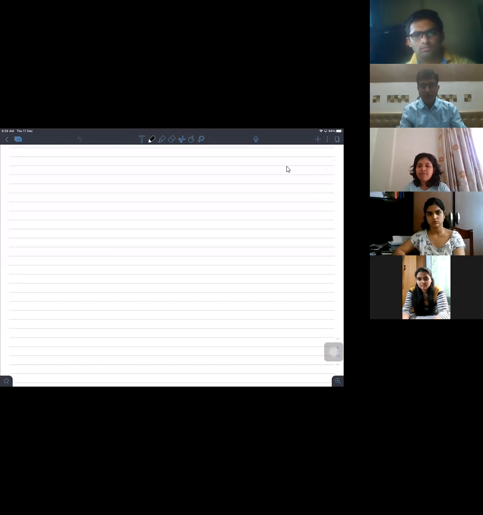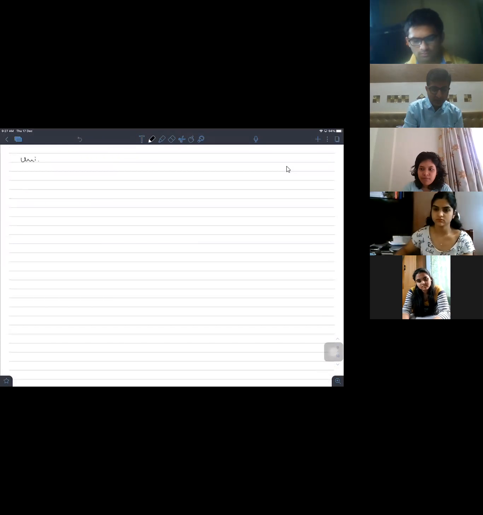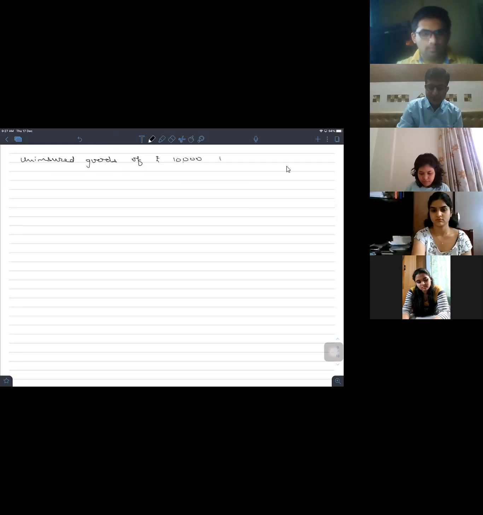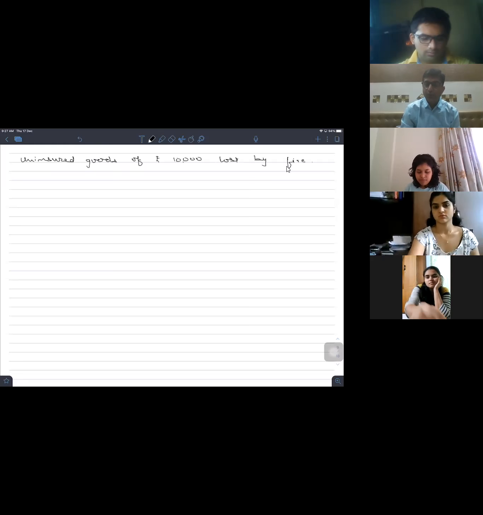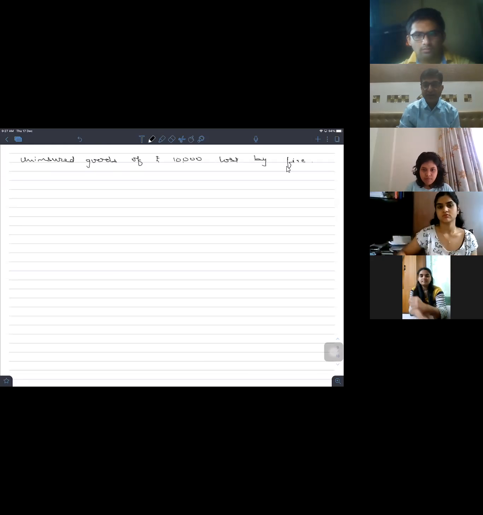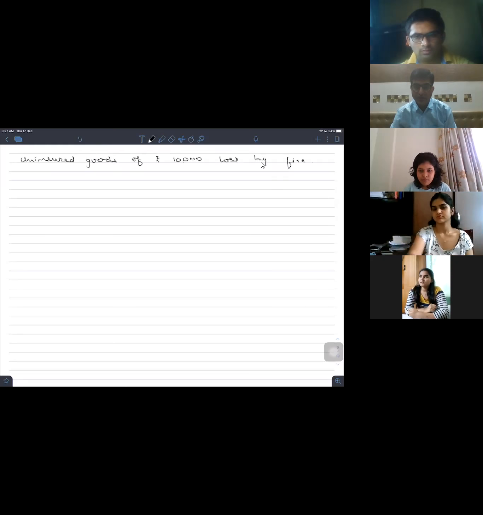If there are uninsured goods, how will the adjustment be done, and if there are insured goods, how will the adjustment be done? We'll do both the cases. Uninsured goods of rupees 10,000 lost by fire. If this much is given in the form of adjustment, in that case, there will be no effect of this in your balance sheet. Both the effects of this will come in your trading and profit and loss account only.